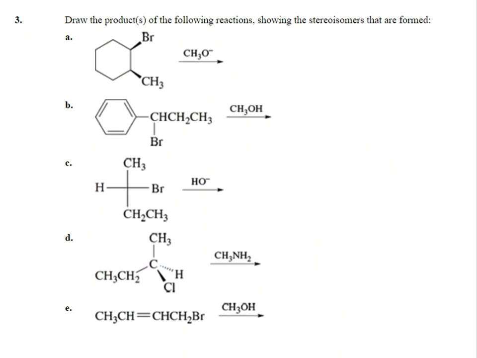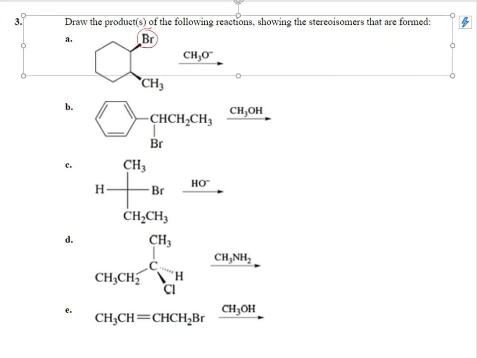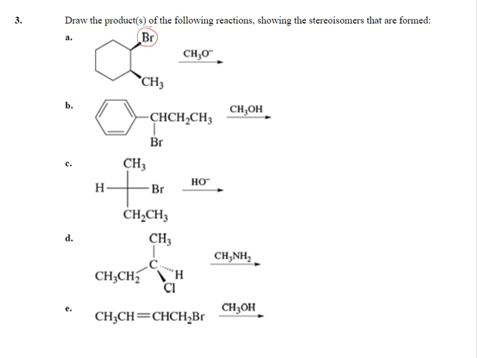This one says, draw the products of the following reactions showing the stereoisomers that are formed. Okay, so let's see how we solve this type of problem. Here I've got a molecule. This molecule has a halogen. Right there it is. Ta-da! Bromine. And it looks like I've introduced a very pretty friend. And this very pretty friend is an OCH3 group.